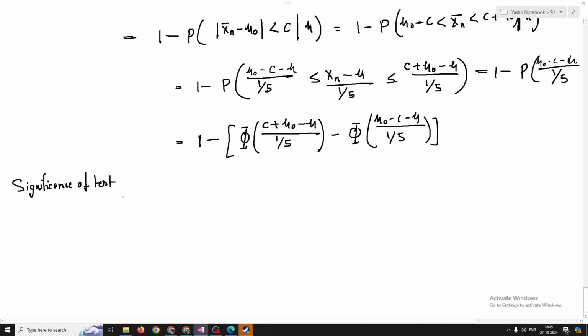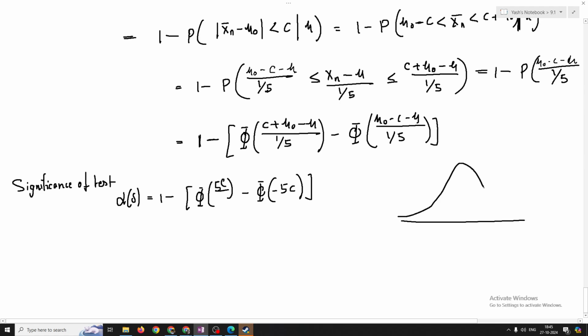Let's denote it by alpha delta. It's just 1 minus, and wherever I have mu, I just put mu naught. If I do that, I have phi of 5c, since 5 comes to the top, and I have phi of minus 5c. Now I use the symmetry of the normal distribution.